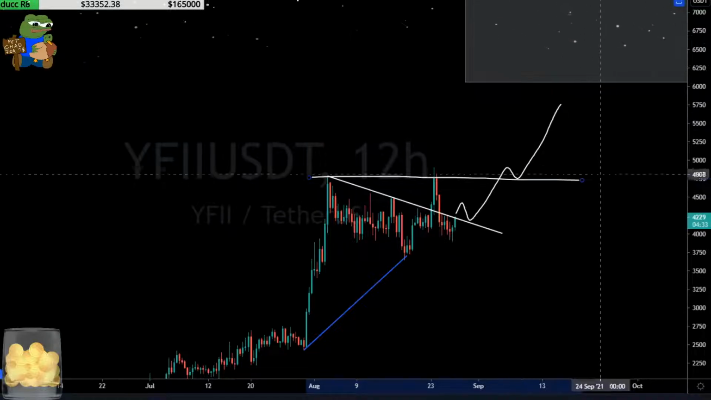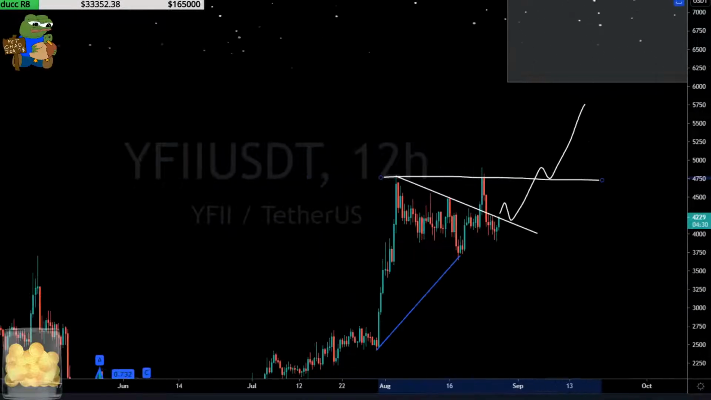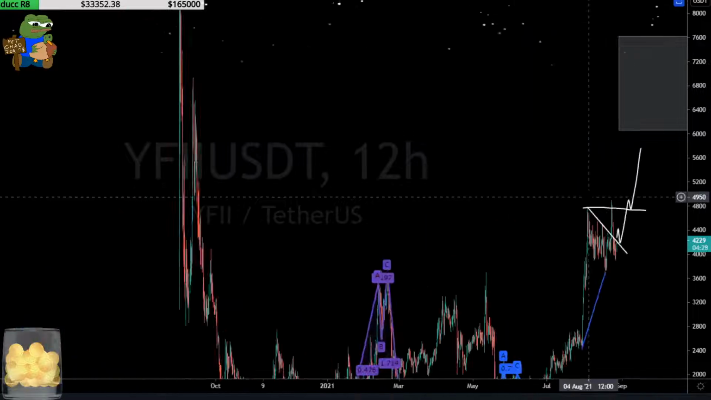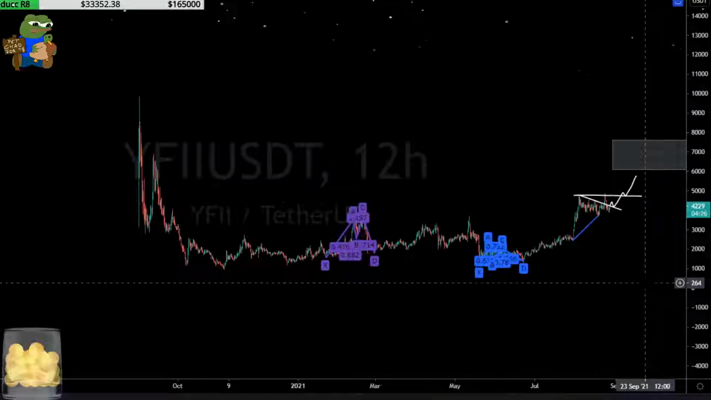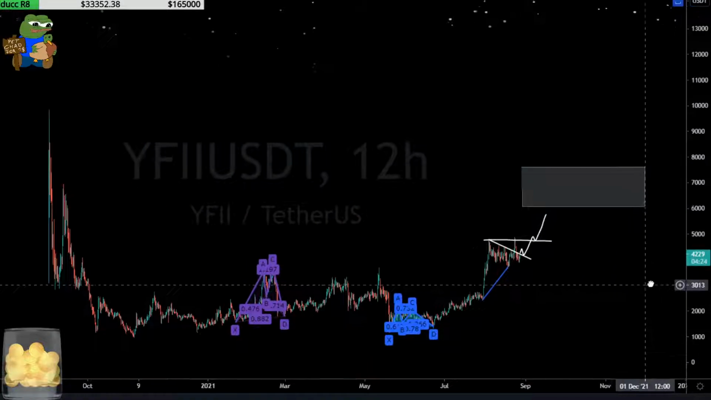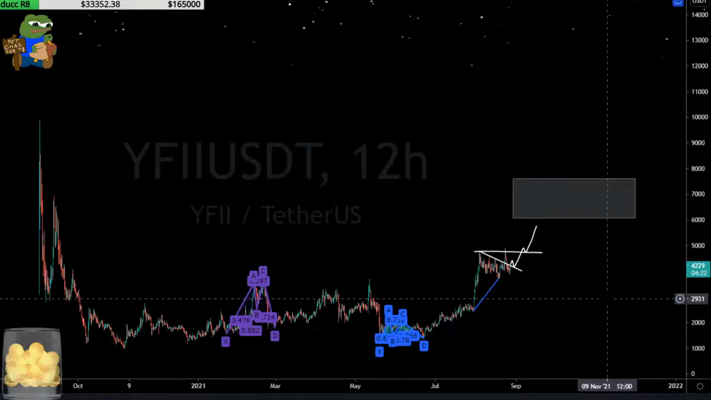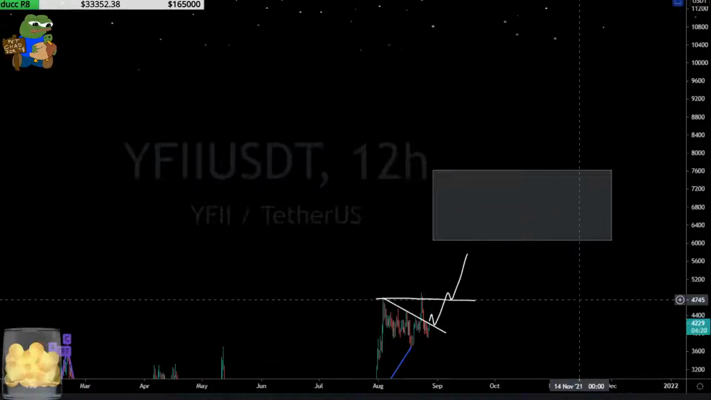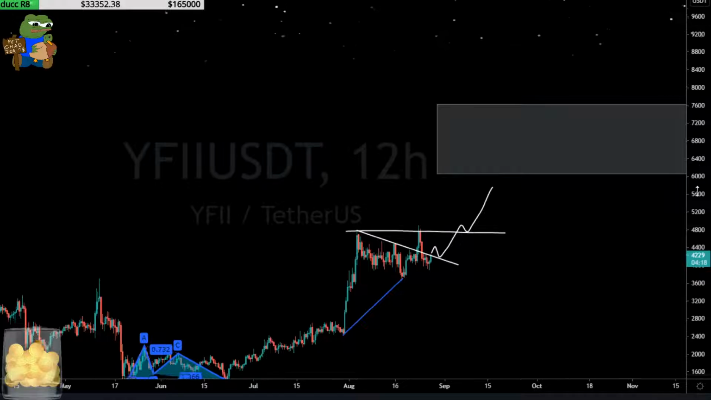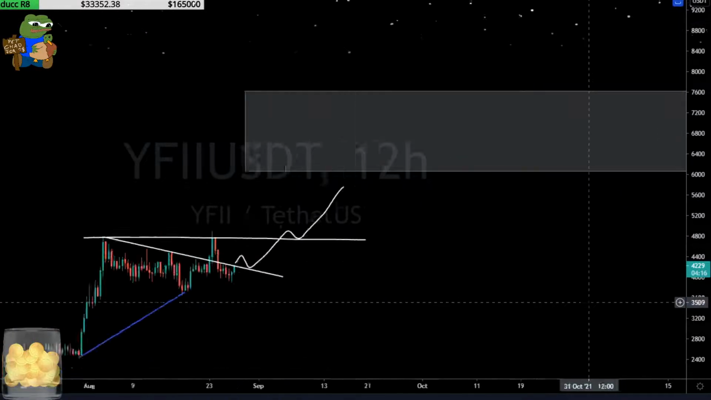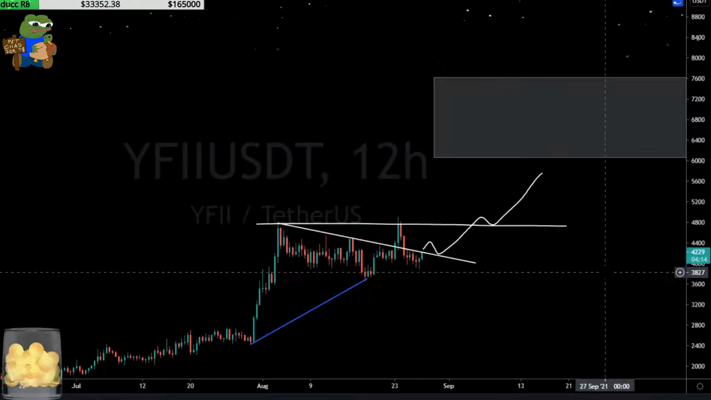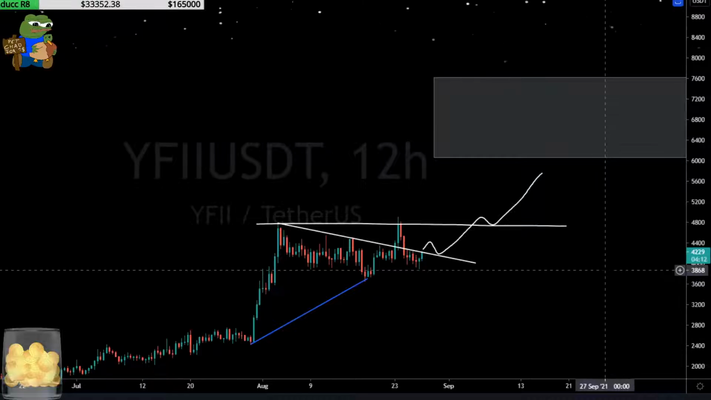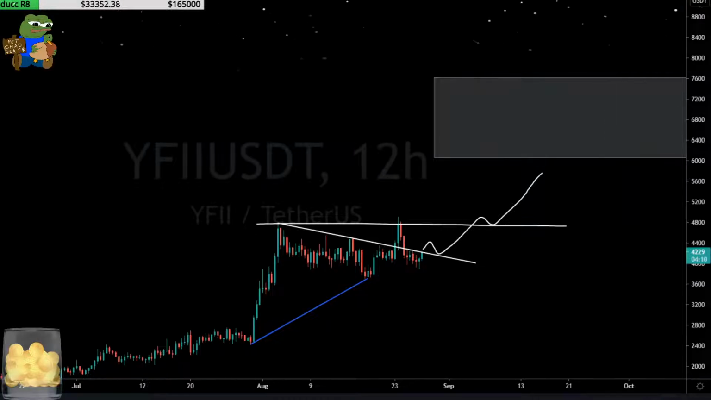Okay. And then up into this gray box is, yeah, it's just a deep retrace area. Okay. Looking back left, deep retrace. But that's definitely our next critical area, right? Between 6,000 and 7,500 on YFII, excuse me. Double the I's.